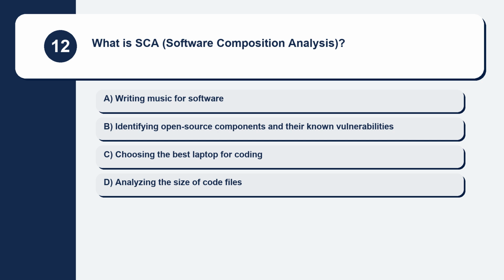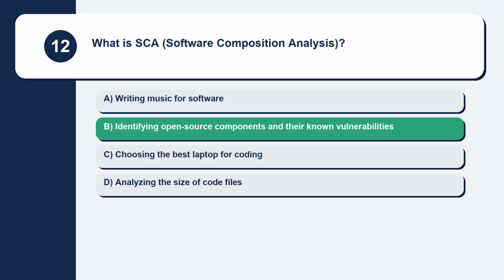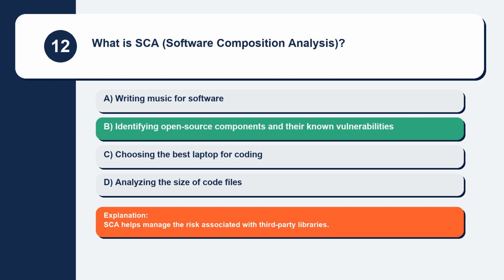Question 12. What is SCA, Software Composition Analysis? Writing music for software. Identifying open source components and their known vulnerabilities. Choosing the best laptop for coding. Analyzing the size of code files. SCA helps manage the risk associated with third-party libraries.